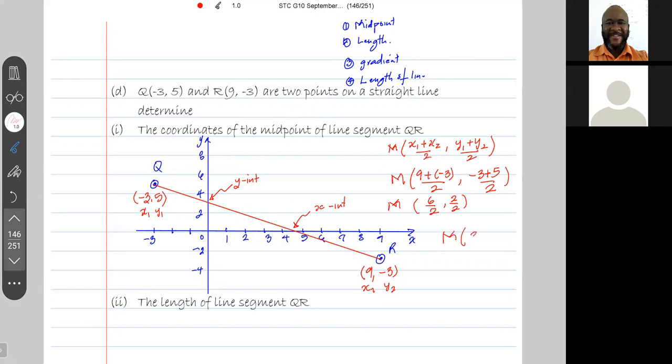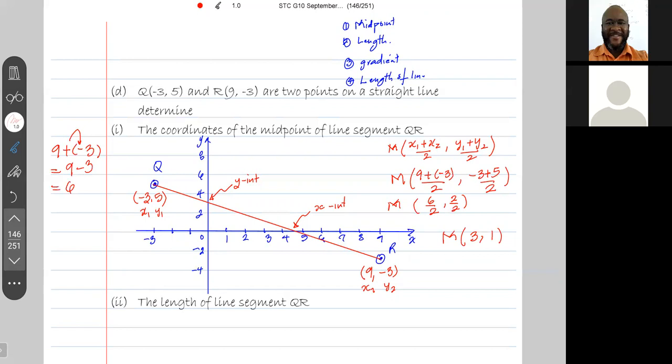So we have 9 plus minus 3. Remember, if all you have in front of the bracket is a sign, you must multiply by the sign. So 9 positive times a negative is a negative. 9 plus minus 3 is the same as saying 9 minus 3. The answer here is 6.